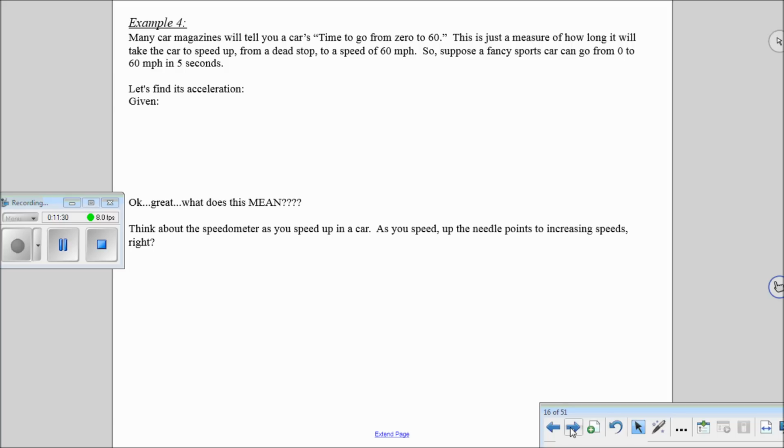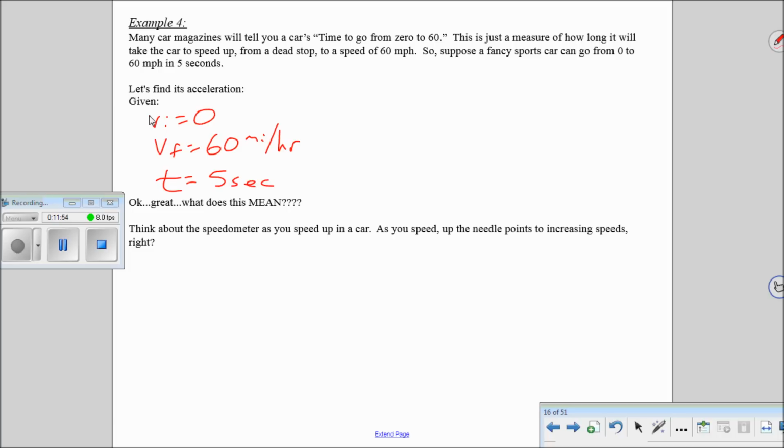All right, so suppose we've got a fancy sports car that can go from 0 to 60 miles an hour in 5 seconds. Let's find the acceleration. All right, so here's what's given. We know that it's going from rest, so our VI is 0. We know that our final velocity is going to be 60 miles per hour, right? Because that's what the car is speeding up to. And we know that this takes 5 seconds, right?